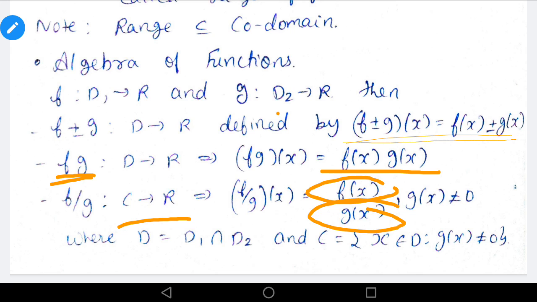Now here there is c. What is c? c is x belongs to d, but g of x should not be equal to 0. If g of x is 0, that function will not be defined and we will not be able to solve further. So here we have to take this care. And also d is the intersection of d1 and d2.